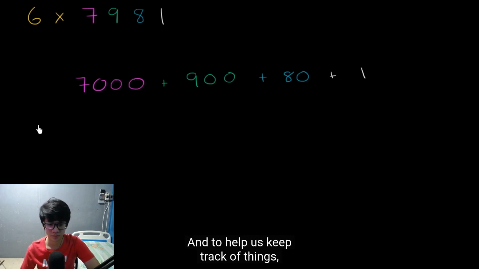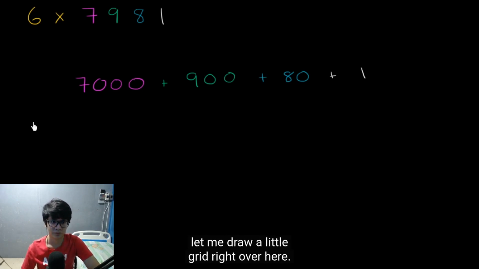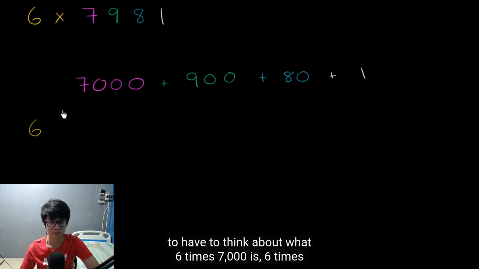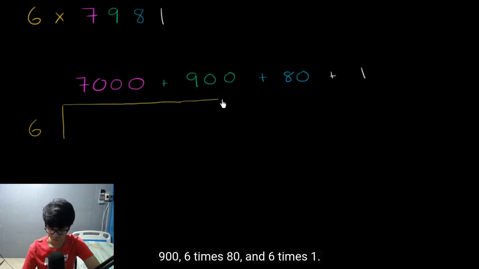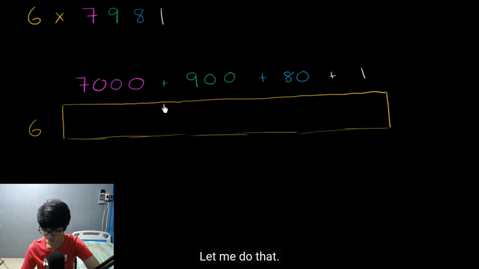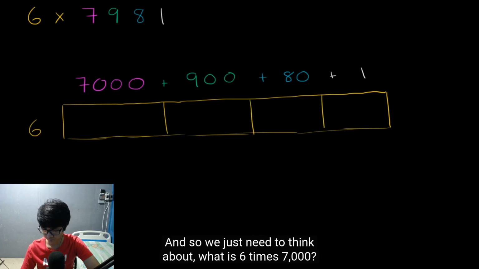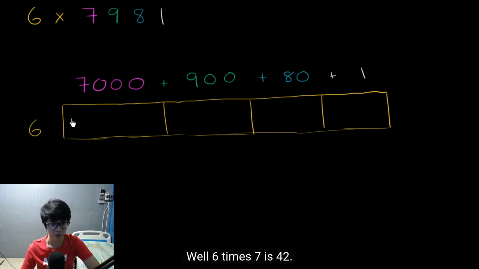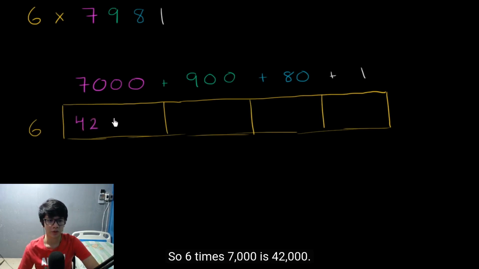And to help us keep track of things, let me draw a little grid right over here. So this is the 6. And we're going to have to think about what 6 times 7,000 is, 6 times 900, 6 times 80, and 6 times 1. So I'll make a little rectangle for each of them. And so we just need to think about what is 6 times 7,000? Well, 6 times 7 is 42. So 6 times 7,000 is 42,000.